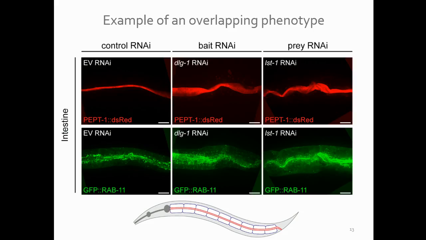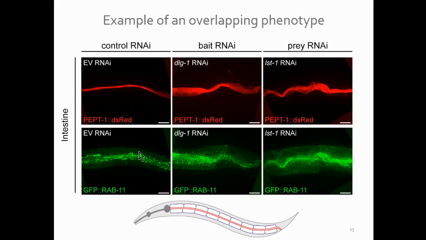So just to show you an example, we identified an interaction between DLG-1 and a protein LST-1, where RNAi for both of them affects the intestine, resulting in a defective morphology, as shown here by this apical marker, PEPT-1. And they also result in defects in the normally apical clustering of recycling endosomes marked by RAB-11 vesicles.